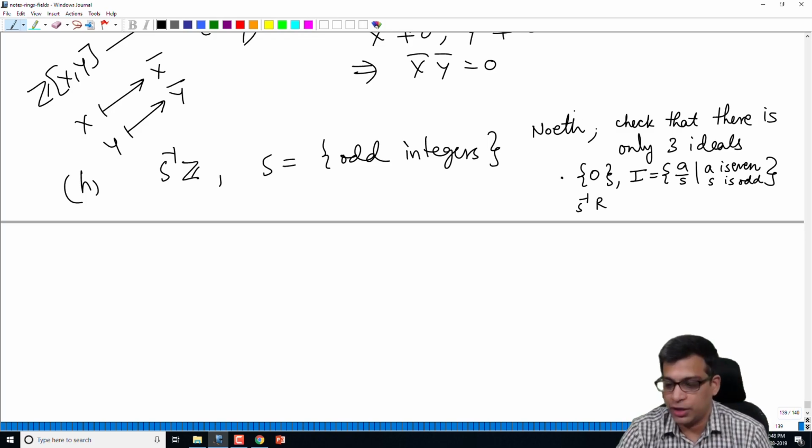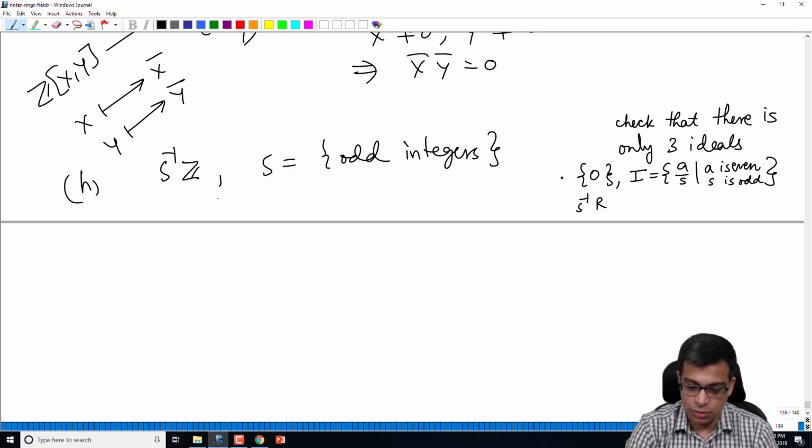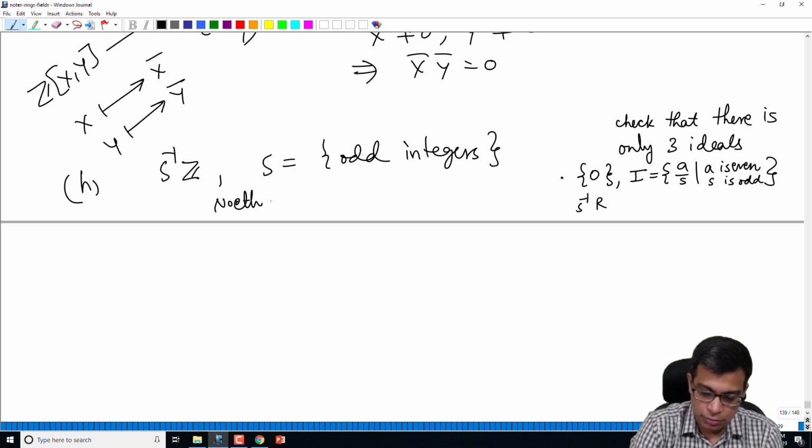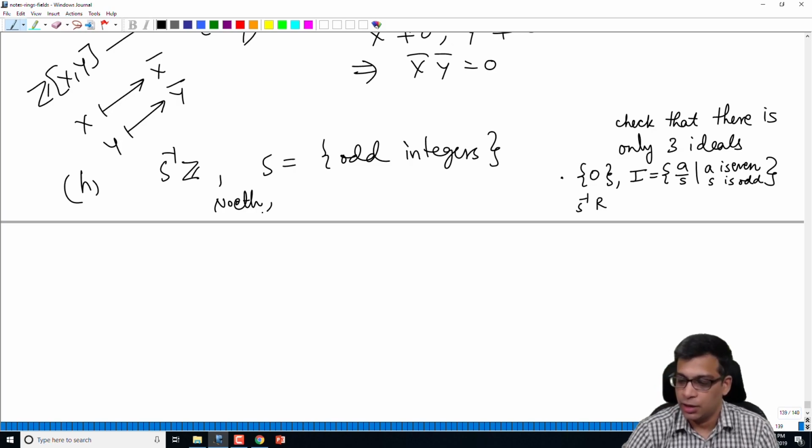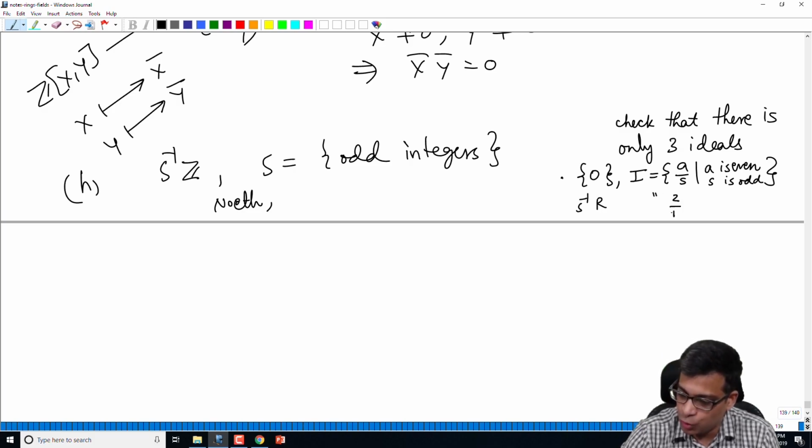So now Noetherianness can be checked because one equivalent condition for Noetherianness is every ideal is finitely generated. Here of course there are only 3 ideals and they are all finitely generated. I can be written as the ideal generated by 2 by 1. 2 by 1 generates it. So one can check this. This is an exercise for you.